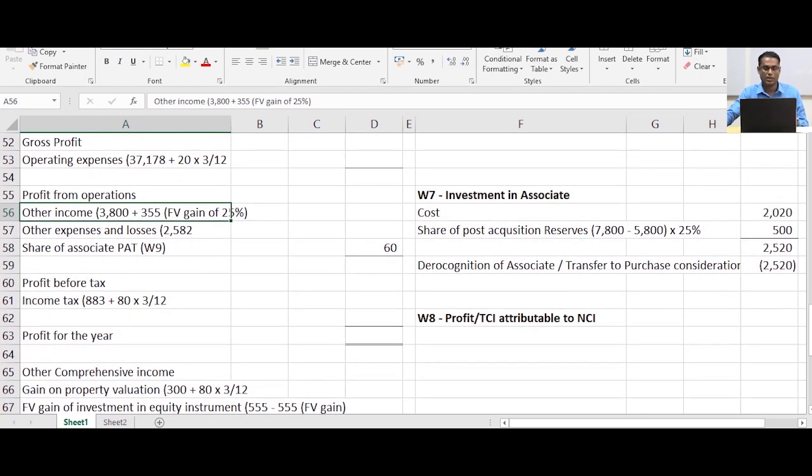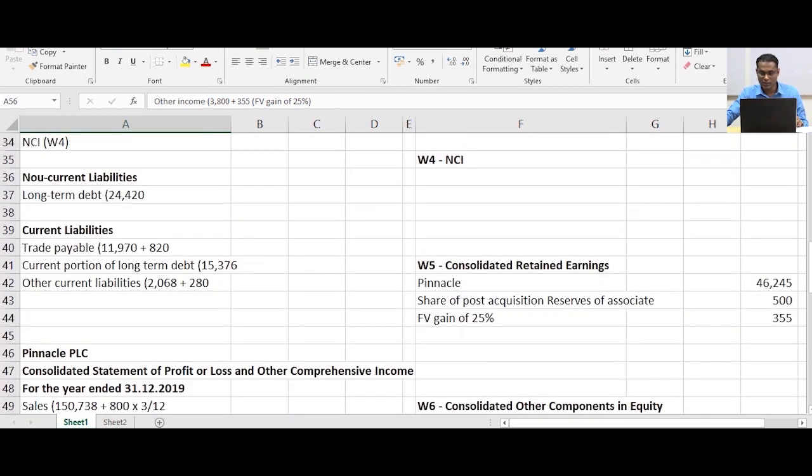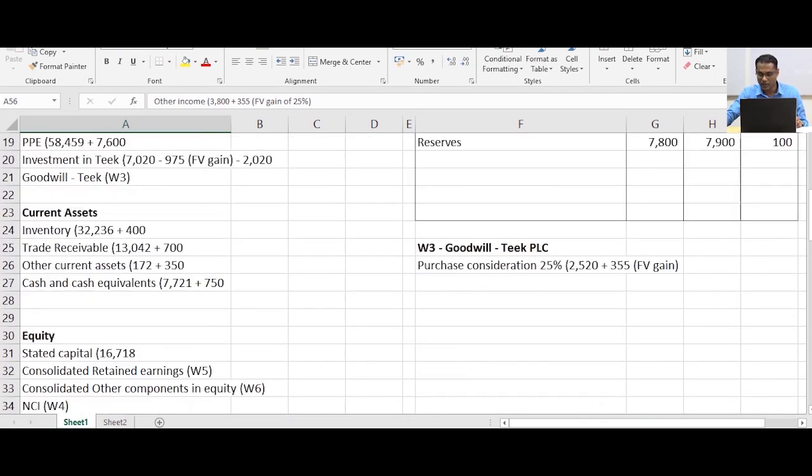So now we adjusted that on the balance sheet as well as in the income statement. Then we'll take the other information that is required to calculate the goodwill. Now if I take the total here, 2520 plus 355 is 2875. That is the fair value of the 25% holding on 30th September 2019 at the date of acquisition of the subsidiary. This is the date where you should start consolidation.